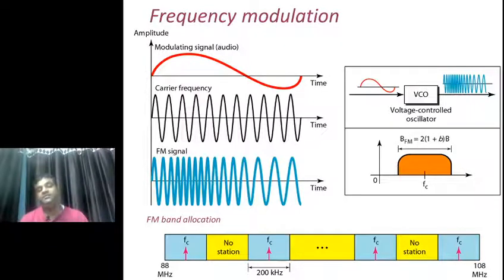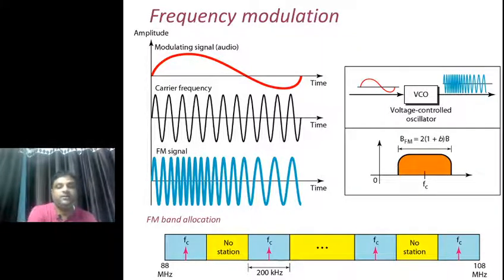The bandwidth of the frequency modulated signal is approximately equal to twice (1 plus b) into B, where small b is the modulation index. In later lectures, we will see how to calculate the bandwidth in the case of a frequency modulated signal.